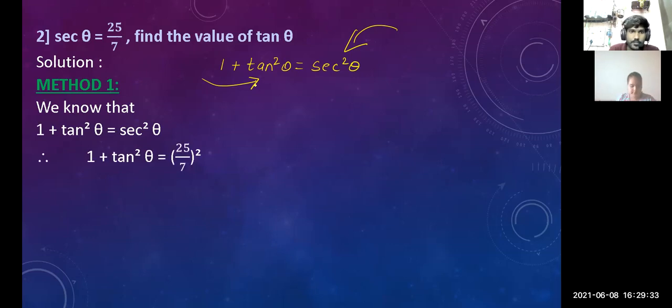Substitute the values. Sec theta is given as 25/7, so here I'm just substituting the value. It becomes 25/7 the whole square, 25 square upon 7 square. Correct. So take this plus 1 to the other side, so it became -1. Square of 25 is 625. Square of 7 is 49.